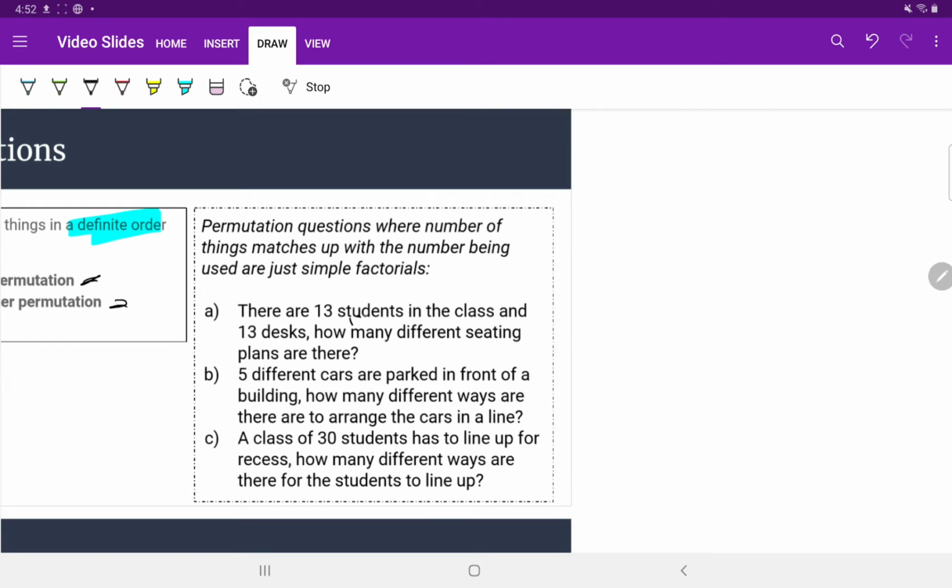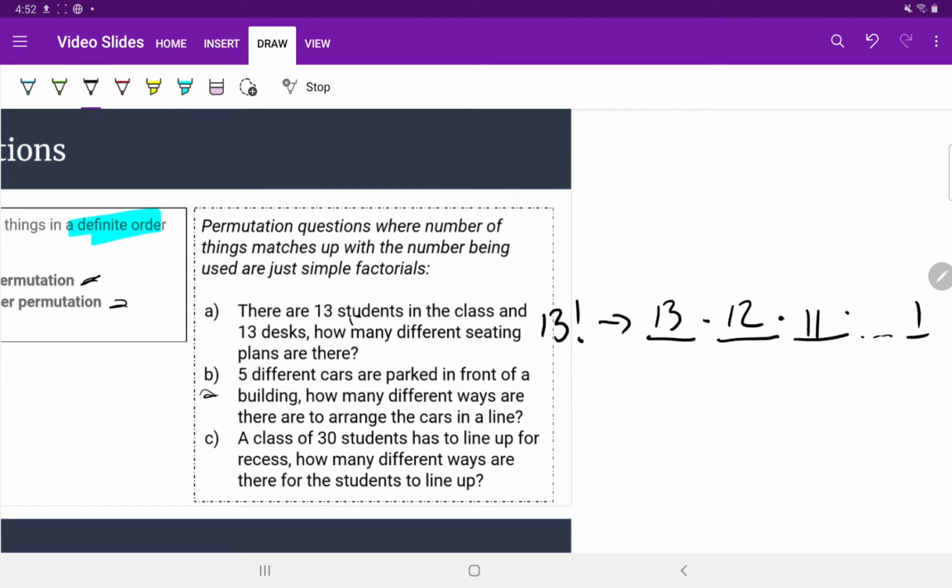So you've got 13 students in a class and 13 desks. How many different seating plans are there? Well, that's just a basic factorial. There are 13 factorial ways to arrange those students. Why? Because when you're thinking about who's going to go in the first desk, you have 13 options. When you think about who's going to go in the second desk, you have 12 options, and then 11, and then all the way down to 1. And you multiply all those together. Well, what is that? That is just a factorial.